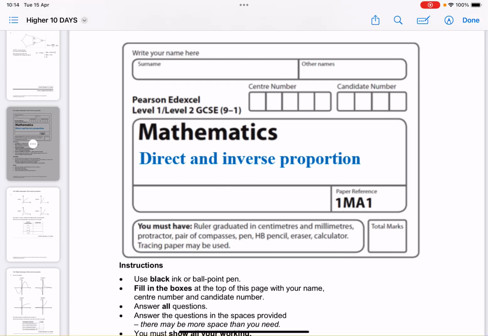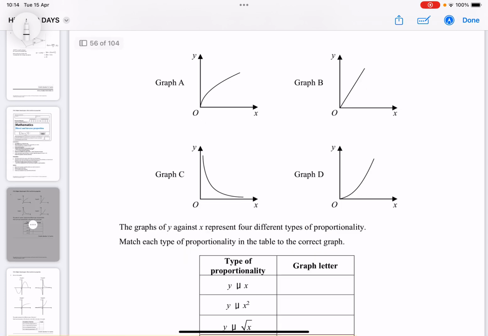Okay, this is day 7. Day 7, direct and inverse proportion, higher. First question then, we have 4 graphs.